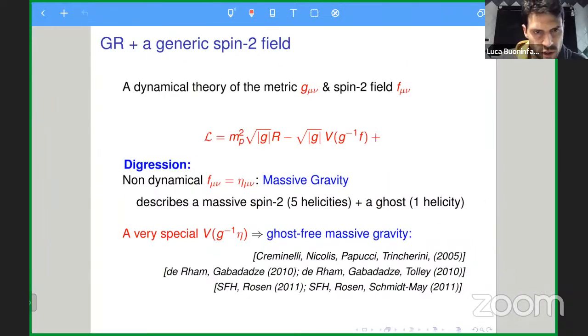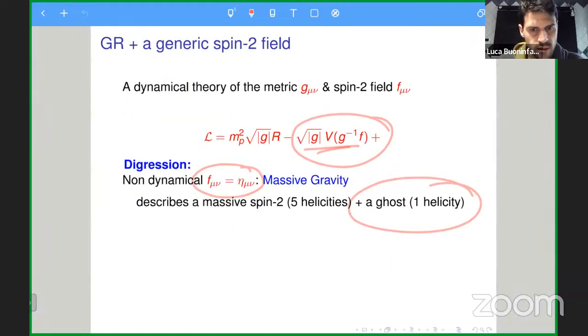Is this Lagrangian you are showing as a first example invariant under diffeomorphism? No, right? Because you have a flat metric. Exactly, because you have a flat metric.